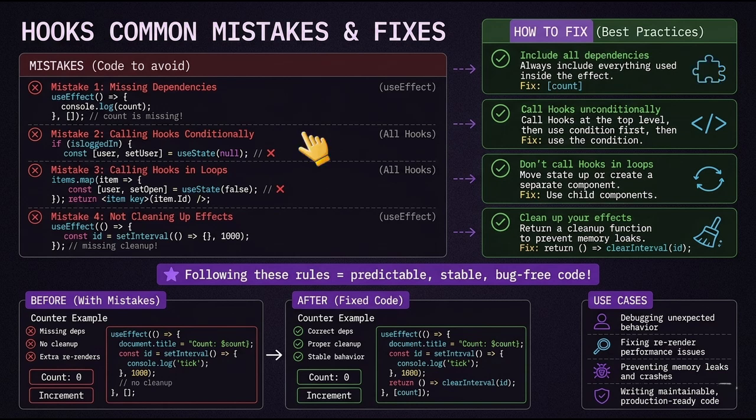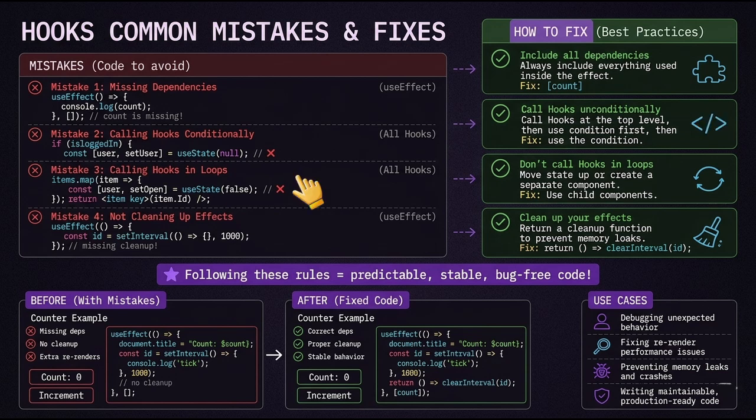Mistake 2. Calling hooks conditionally. Wrapping hooks inside an if block breaks rule number 1 and collapses React's execution tree order. The fix: call your hook unconditionally at the top level first, then build your standard conditional logic blocks inside your hooks or standard variables down below.